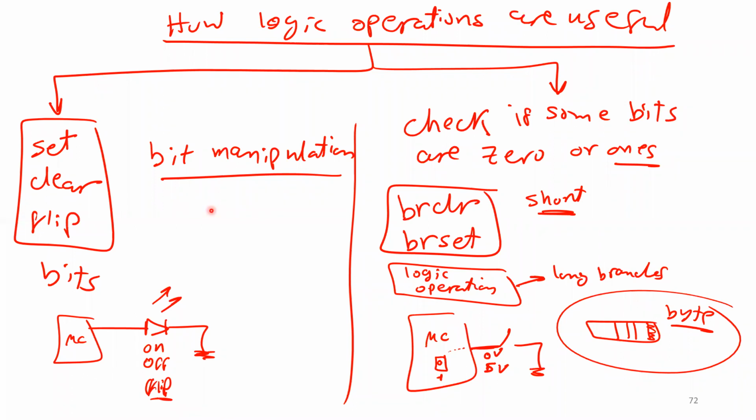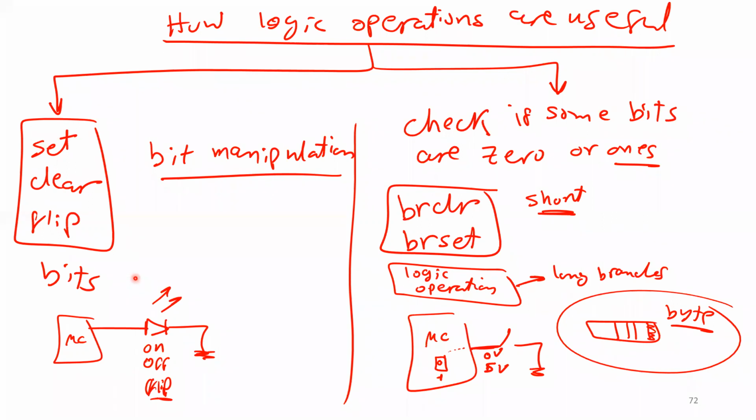So I have a byte and I want to clear or set or flip. I want to manipulate some bits and not change the other bits. And I have to do the operation on a byte because we don't have an instruction to do operations on bits, or we may not have too many of them. So I want to work on a byte, and after I do the operation, some bits I want to set, clear, or flip, and I don't want to change the other bits.